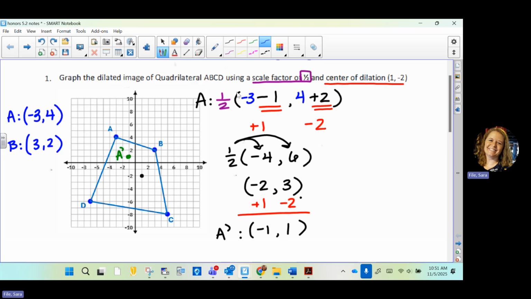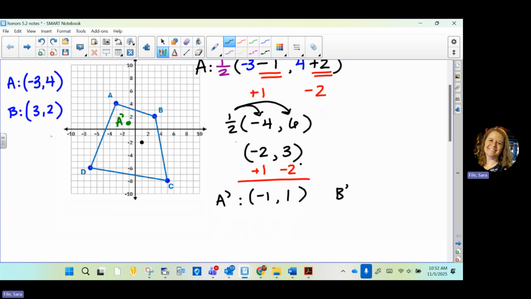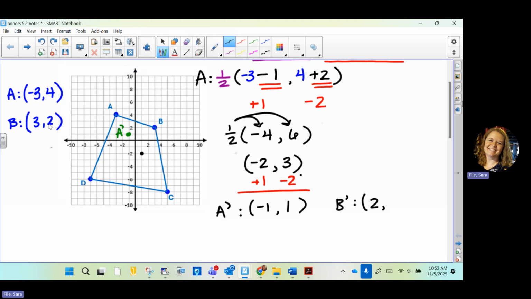If I were to plug in a 3, 3 minus 1 is 2. Half of 2 is 1. And 1 plus 1 is 2. So for B prime, the X value should come out to 2. Now let's do the Y value. The Y value starts as 2. I'm adding 2, that's 4. I'm multiplying by half, that's 2. And then subtracting 2. What is that? 0.